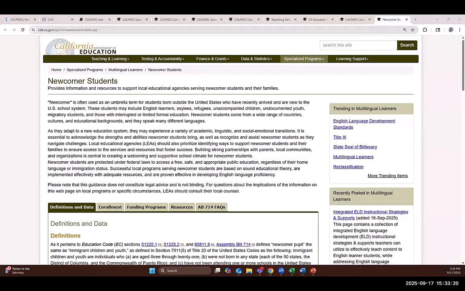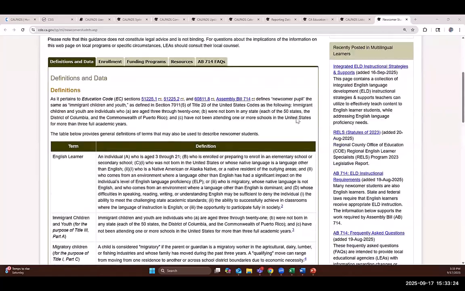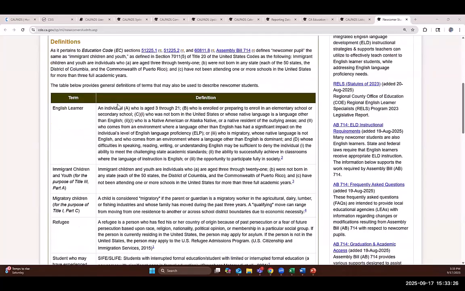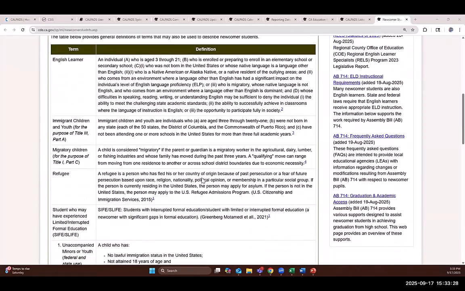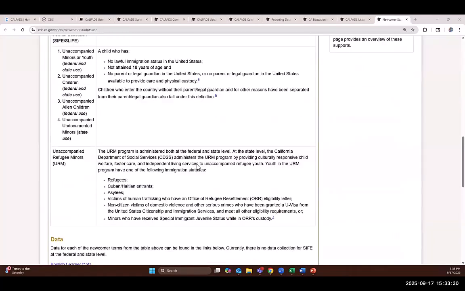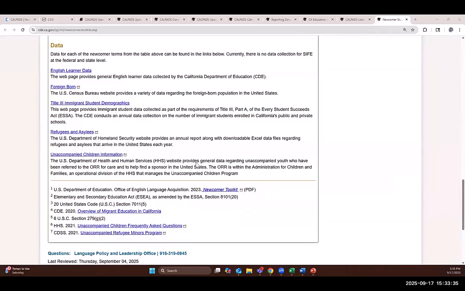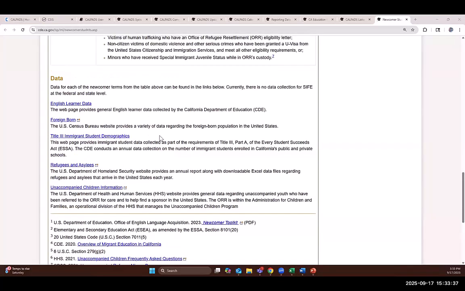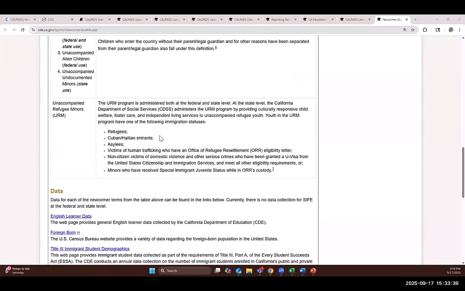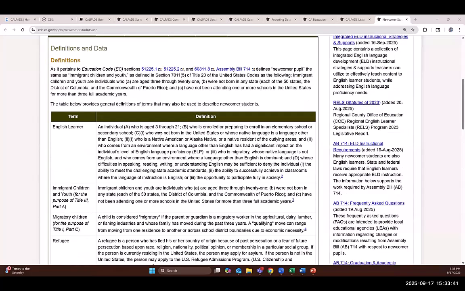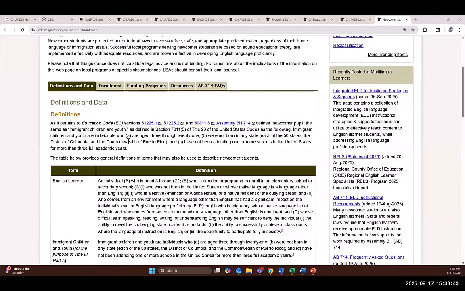So if the student is meeting all of these guidelines, and it has the definitions and data for it, and then also the enrollment considerations as well, so if they're meeting all of that plus the 12 months, I would just ensure that they're meeting all criteria.